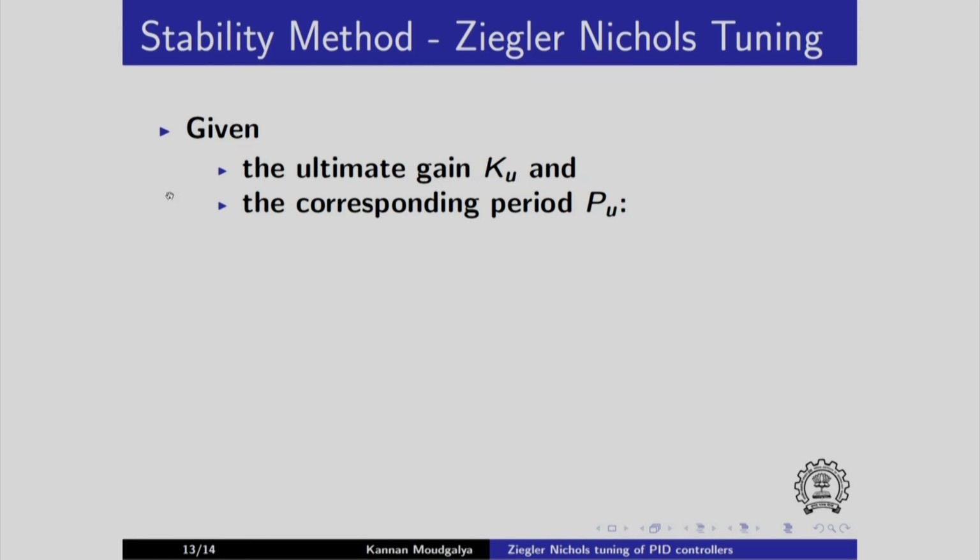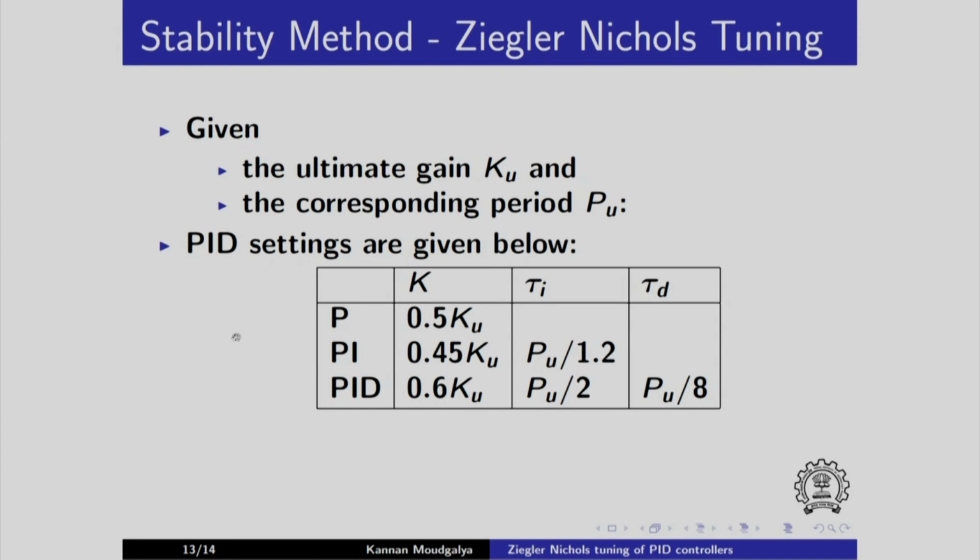Okay, what are the parameters given Ku and Pu? The settings are given below. This is for proportional controller, second line is for PI, then PID. Once again, you have to remember to use consistent units. In this course, we have not spent much time on Laplace transform or tuning a PID controller. It is assumed that you already have those.